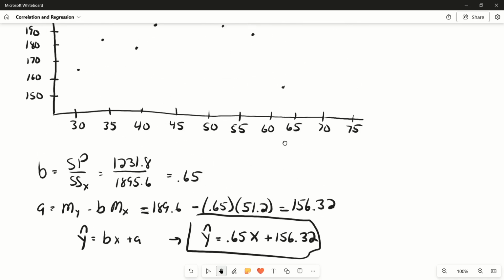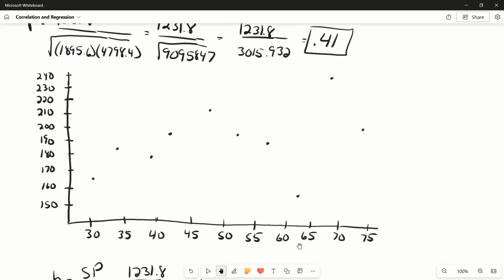0.65x plus 156.32. So the first point I'm going to pick is 0, obviously. The XY pairing is 0, and then the y-intercept obviously is 156.32. So let's plot that y-intercept. So 0, 156.32 would be right between 150 and 160. Put an X there. And let's pick a point on the right side of the graph.